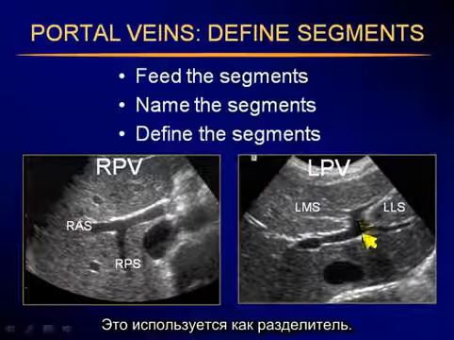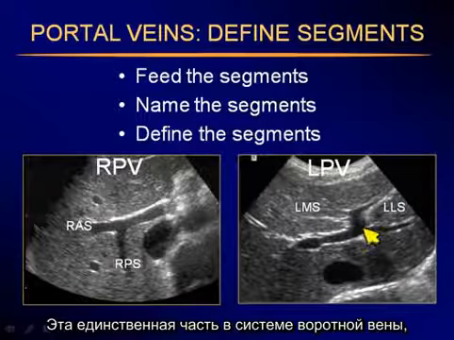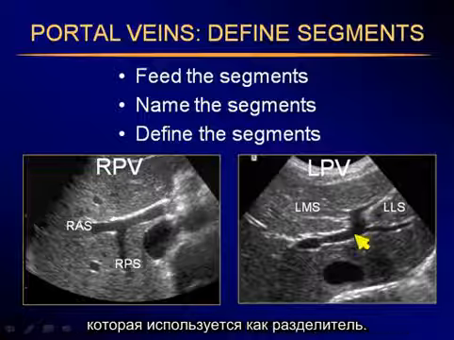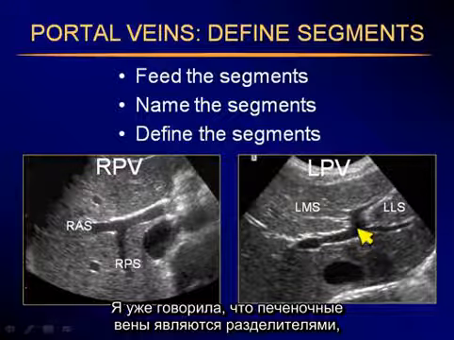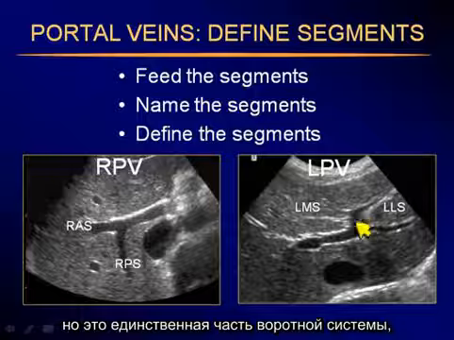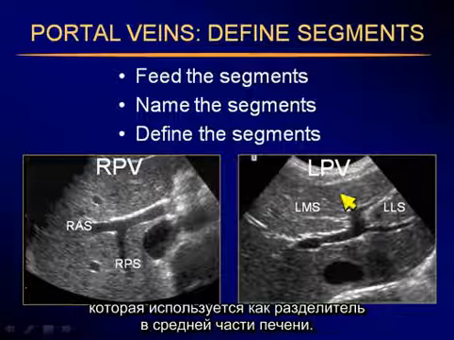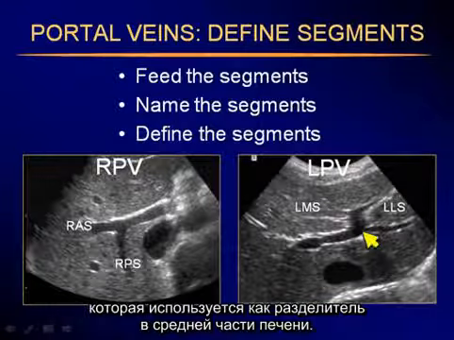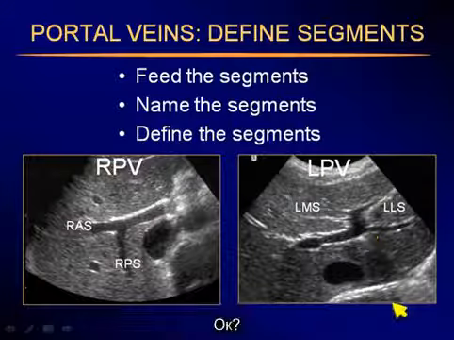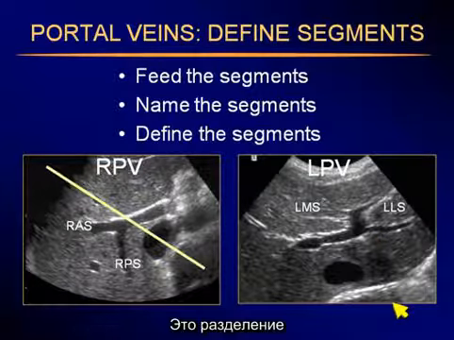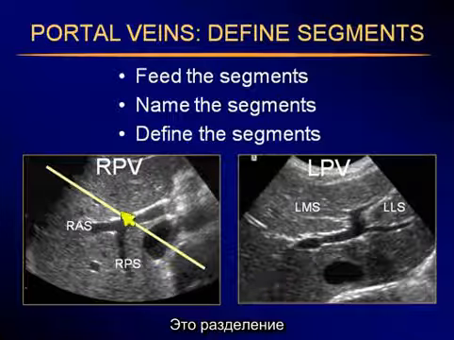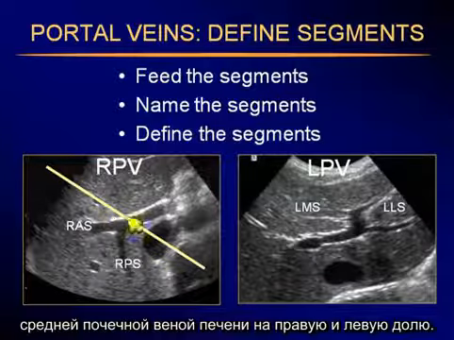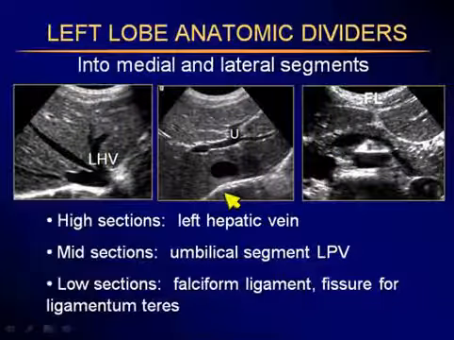This is used as a divider. This is the only part of the portal venous system that is used as a divider. I told you hepatic veins are dividers, but this is the only part of the portal system that's used as a divider in the midsection of the liver. Okay? That's our division of middle hepatic vein dividing right and left lobes.